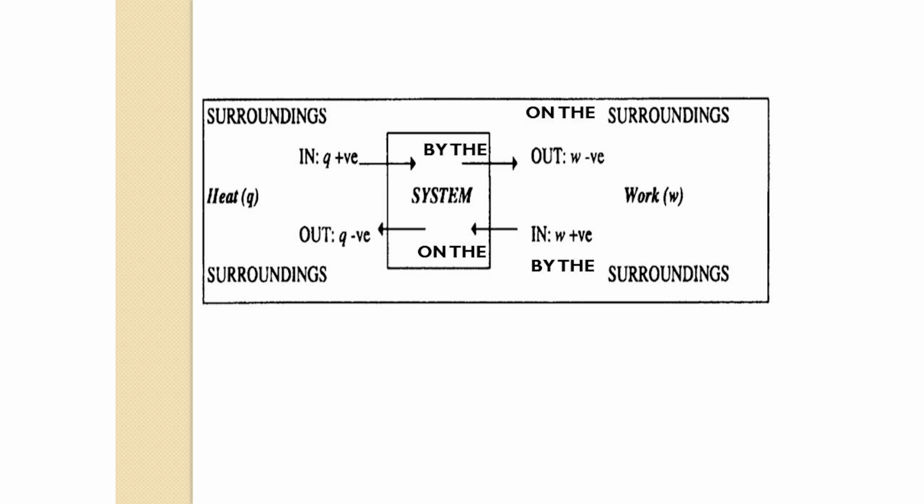Then work done on the system, what will be the value of work? Work will be positive. Then work done by the system, what will be the value of W? It will be negative. Can you predict the sign convention of heat and work from the following statement? Work done on the surrounding. What will be the value of work done?